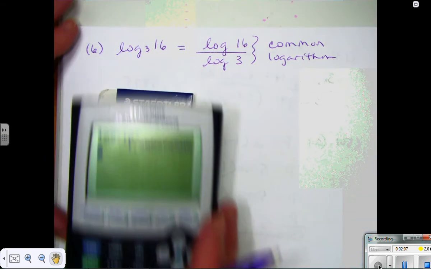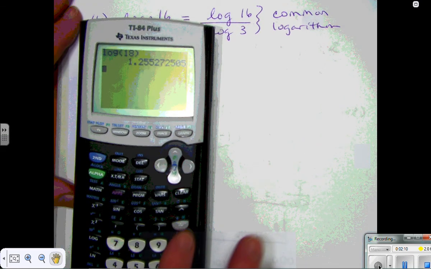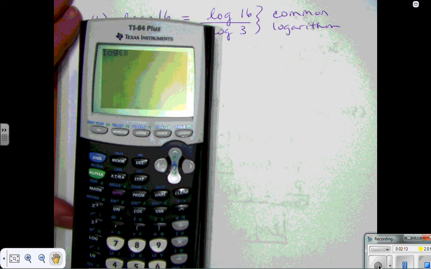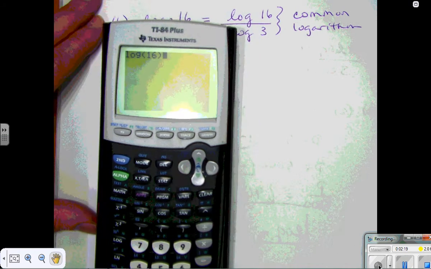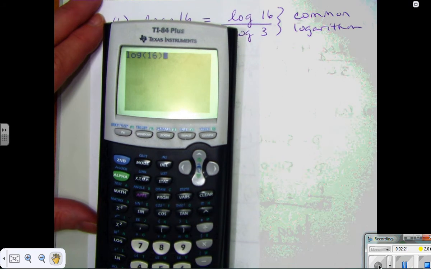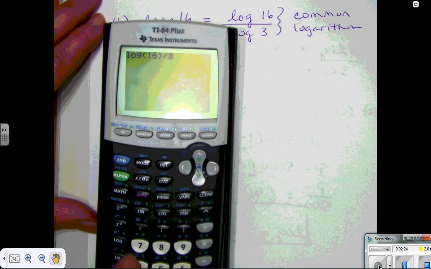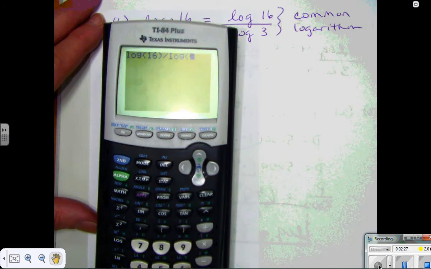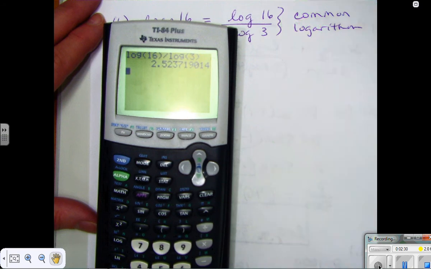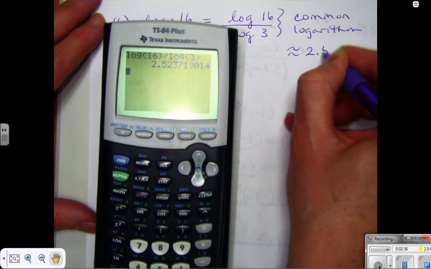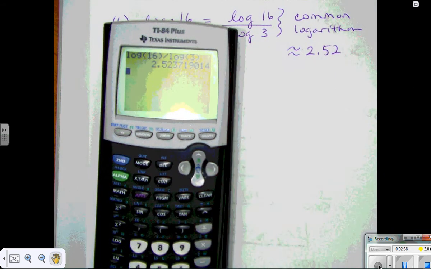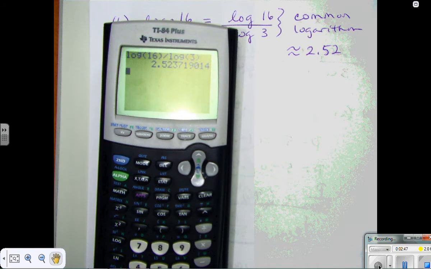Now when you do log 16, you need to close the parentheses because sometimes the calculator gets messed up if you don't close the parentheses around your number, okay? So log 16 divided by log 3. And you should be getting 2.52. And it's said to round to 2 decimal places, so that's what we're going to do. Any questions? Okay, you guys do number 9 and I'll do it up here.